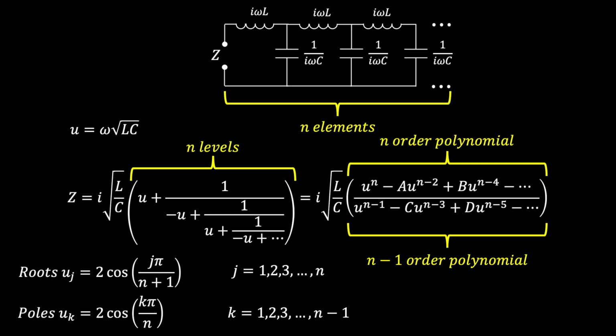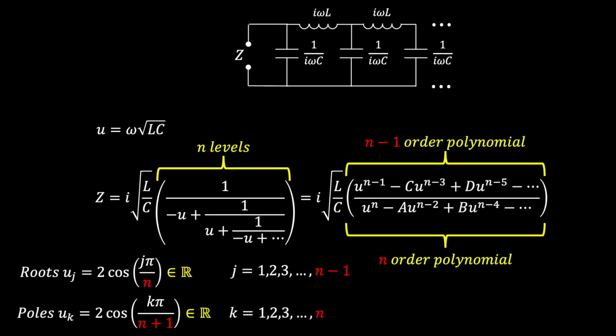Since these roots and poles are cosine functions, they are always real numbers, which means that if u is somehow a complex number, then the impedance z can never reach a pole or zero. This fact will become important in a few minutes when we add resistance to the circuit.